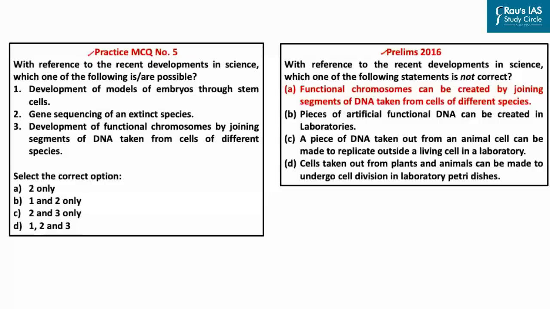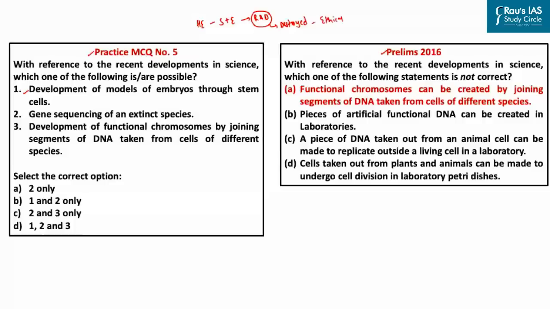possible? The first one is development of models of embryos through the stem cells. See, when you look at human embryos, the human embryos are formed through the fusion of sperms and eggs. Such human embryos may be used for the purpose of research and development. And once the research and development is done on such human embryos, these human embryos are destroyed. So this destruction of these human embryos in turn leads to ethical dilemmas.